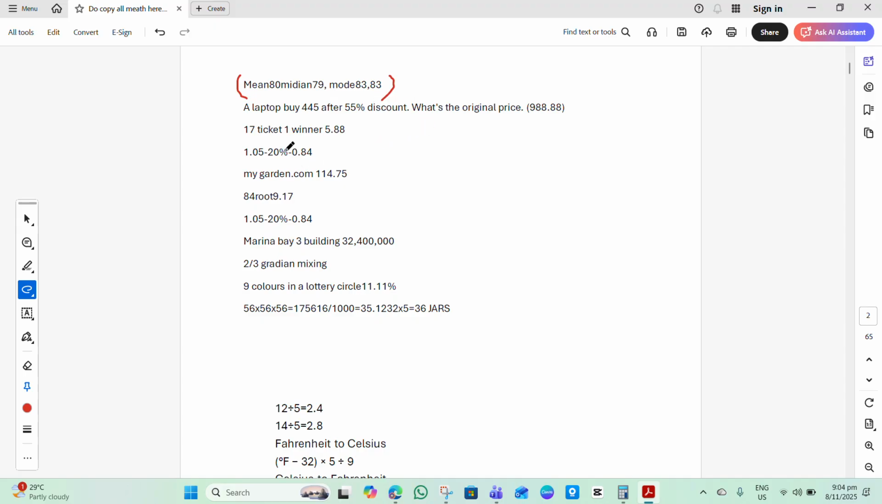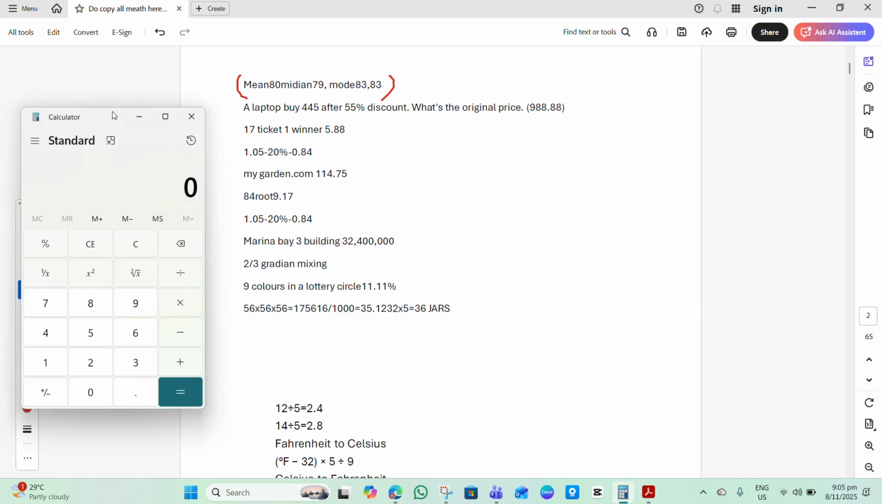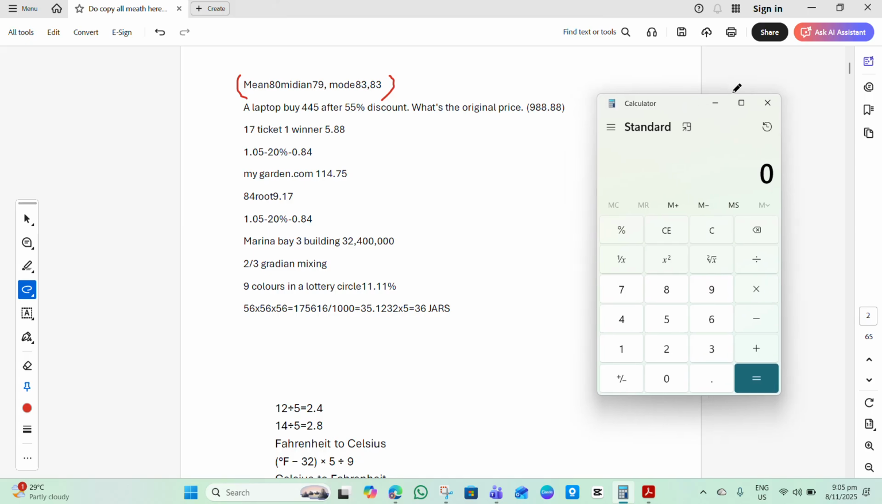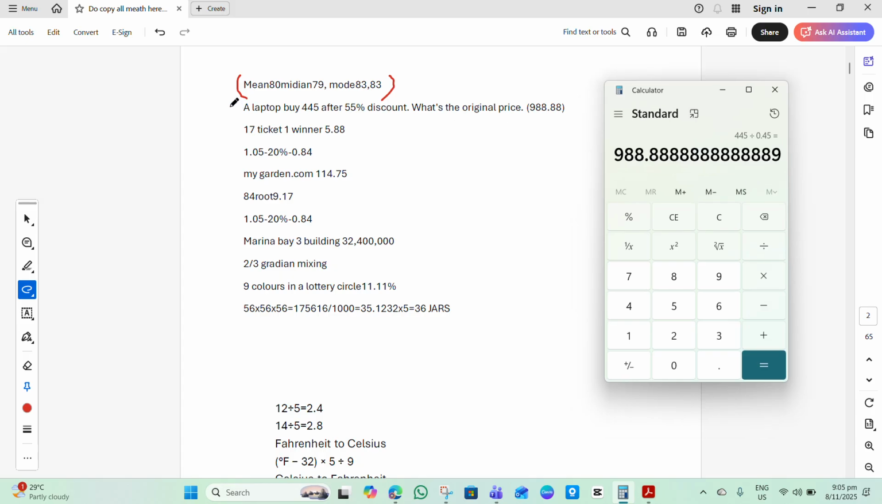Then the second question: a laptop bought for 440 after a 55% discount. What is the original price? If you have a calculator, the formula is, when asking for the original price, you should divide, as usual division. So 440 divided by 0.45 is $980.88. Okay, this is one question.